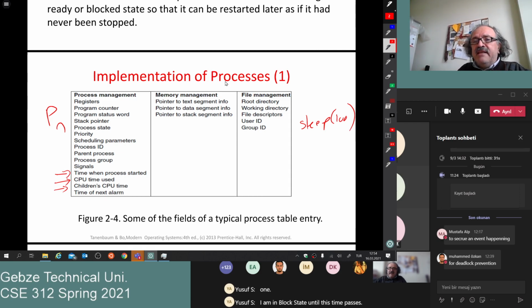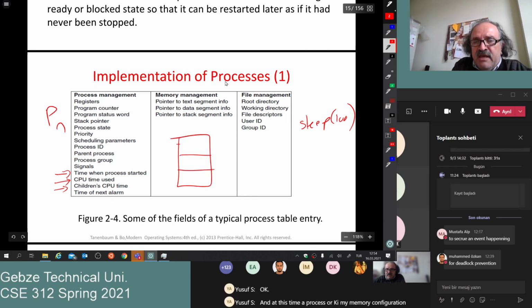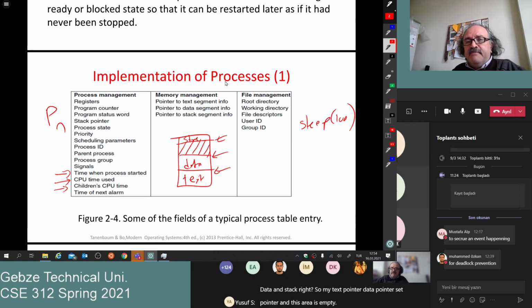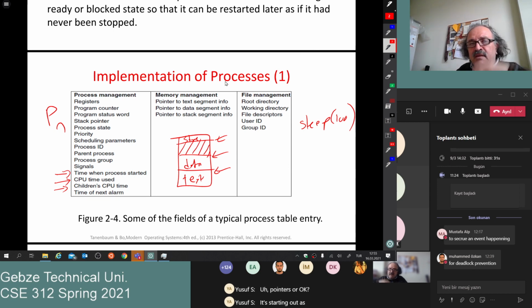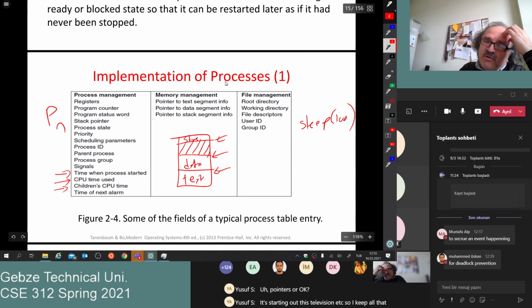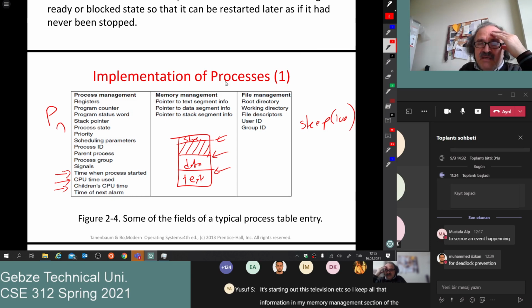And then since I am a process, I have my memory configuration, remember? I have my text, data, and stack, right? So my text pointer, data pointer, stack pointer, and this area is empty. I need to keep pointers for those, where they are. And it could be more complicated than just three pointers: the starting address, end address, and so on. I keep all that information in the memory management section of the process table.